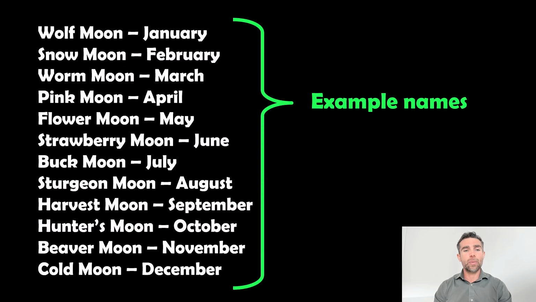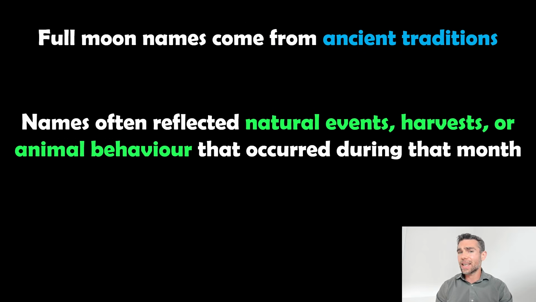So just some examples, and I'm going to explain a little bit more as we go through, but it depends locally where you are, your local traditions, your cultures, but these are some example names you might see for a full moon throughout the year. So we've got wolf moon, snow moon, flower moon, harvest moon, cold moon, and all these different names are associated with the full moon in that particular month. So why is that the case?